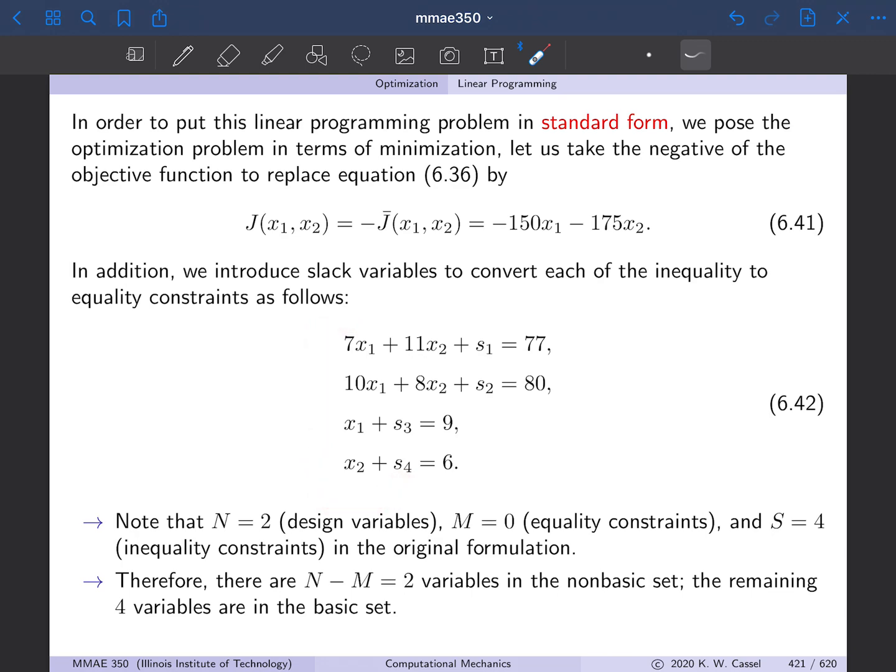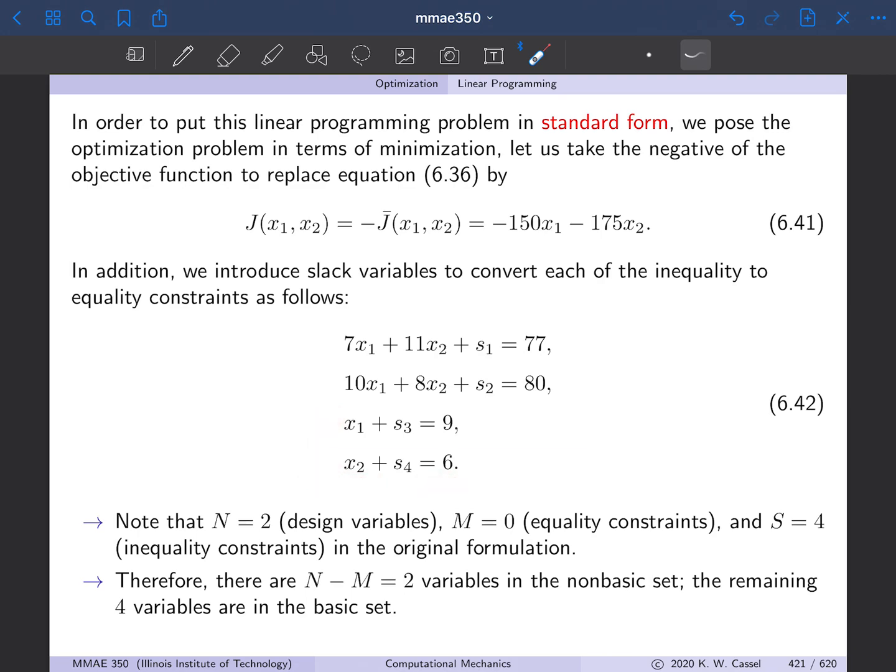Remember, 7x1 plus 11x2 has to be less than or equal to 77. So we just introduce a slack variable s1 so that we can make this an equal sign. Likewise, 10x1 plus 8x2 has to be less than or equal to 80, so we add in a slack variable s2 to make that an equal sign. x1 has to be less than 9. We add in a slack variable s3 to make that an equality constraint.